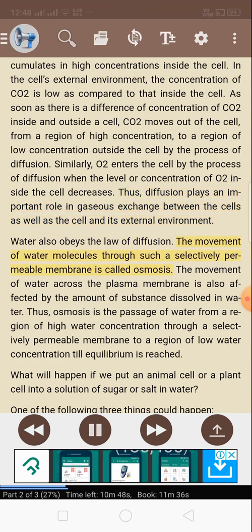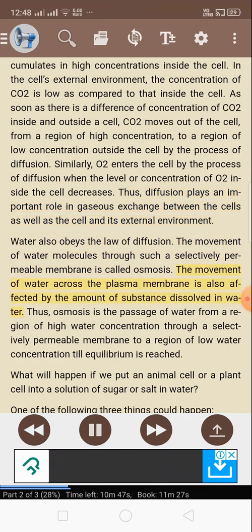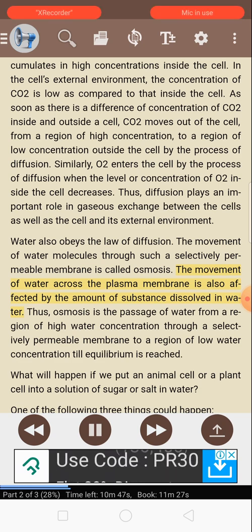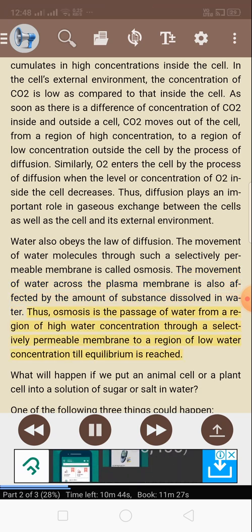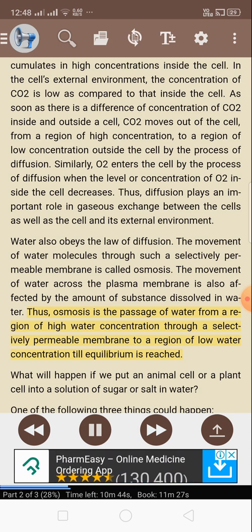The movement of water molecules through such a selectively permeable membrane is called osmosis. The movement of water across the plasma membrane is also affected by the amount of substance dissolved in water. Thus, osmosis is the passage of water from a region of high water concentration through a selectively permeable membrane to a region of low water concentration till equilibrium is reached. What will happen if we put an animal cell or a plant cell into a solution of sugar or salt in water? One of the following three things could happen.